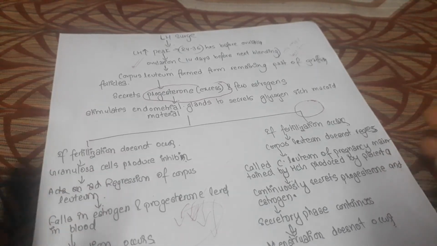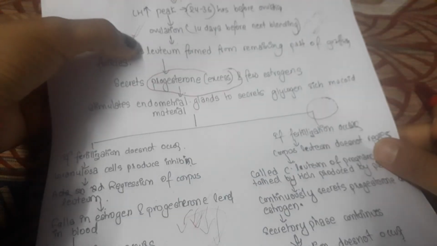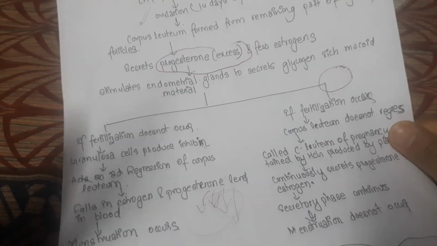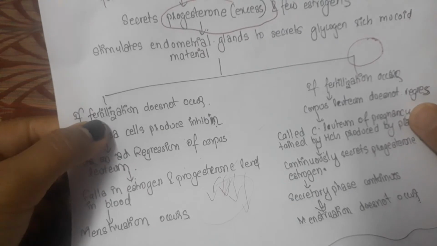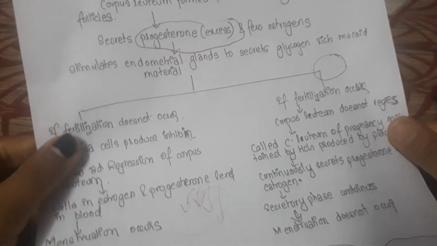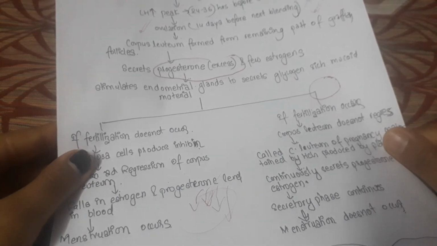So let me tell you, the very first important question from here is about ovulation. This is a very hit question, and the next hit question is about the role of progesterone. And the third hit question is what happens if fertilization does not occur, and what happens if fertilization occurs. You should know these three things. This is really, really important.